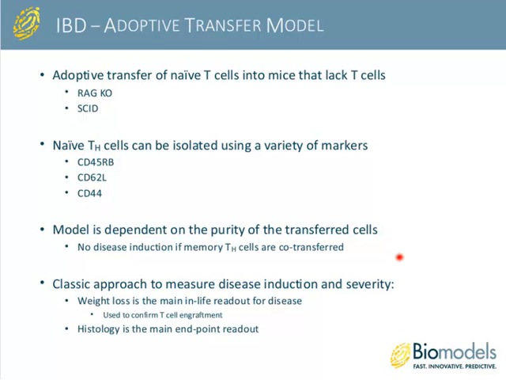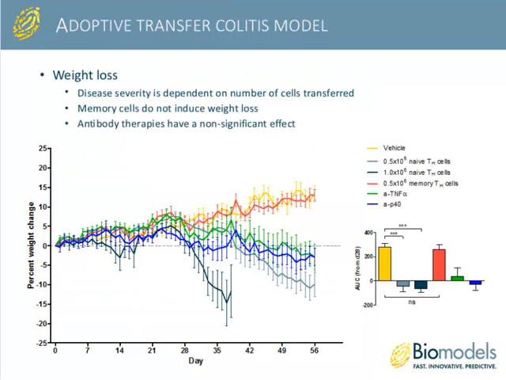In the literature, like I said before, this model has been around for a long time. The main readout in life is weight loss, which is used to confirm T cell engraftment. But histology is also the main endpoint readout, which is obviously a very good readout, but you have to wait until the end of the study. So just using those two is not ideal. I'll come back to that in a bit.